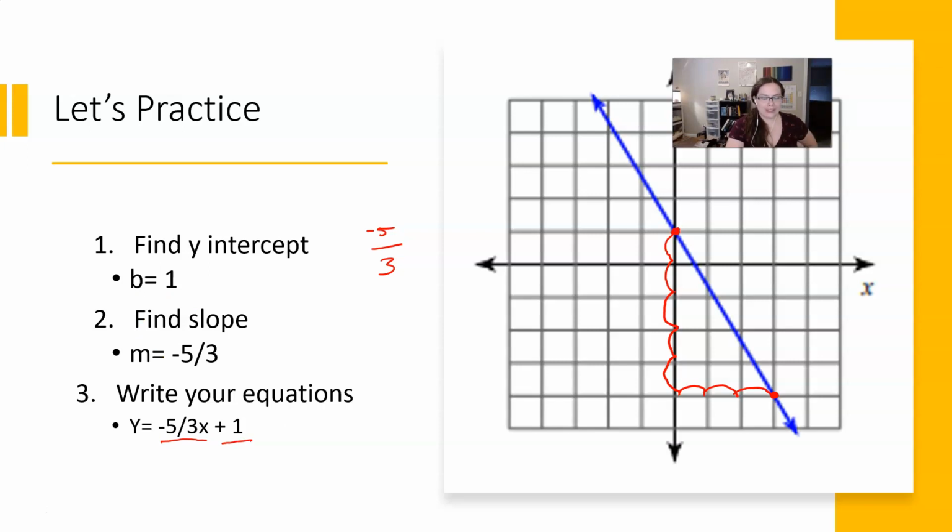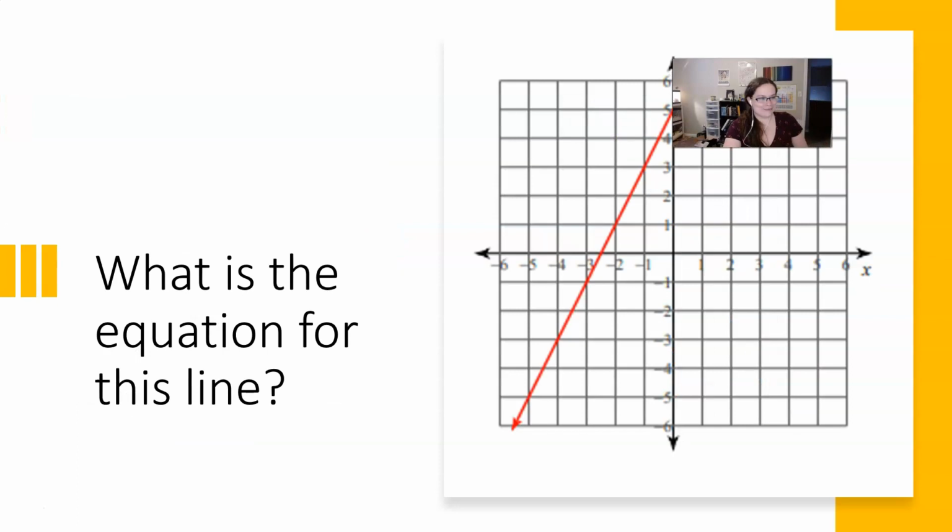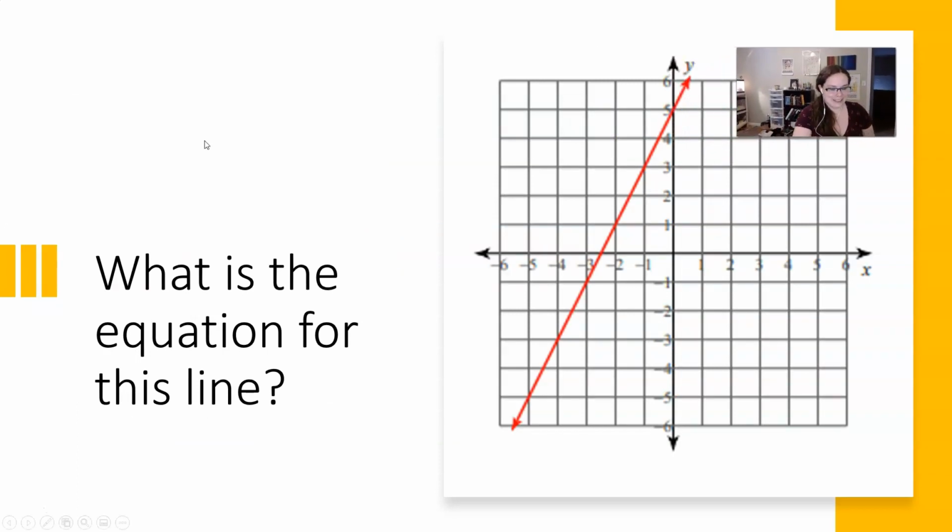Let's do a couple more example problems. So if you didn't quite get this one, you can find the pattern with me. Okay, so here's our second line, and we're going to use the same steps. So we're trying to find the answers for our equation y equals mx plus b. So what is m and what is b?